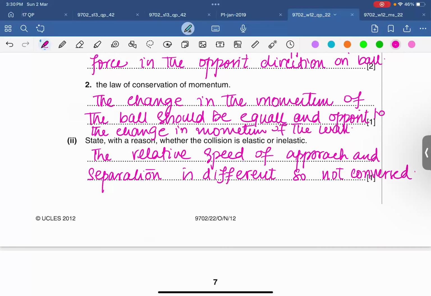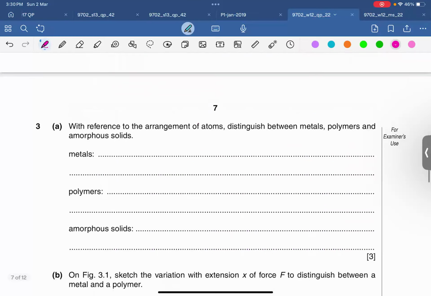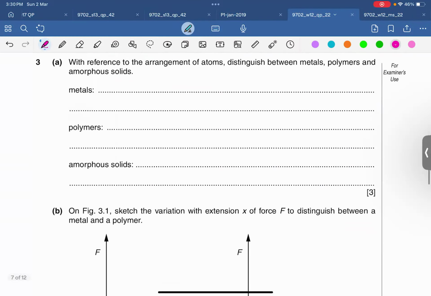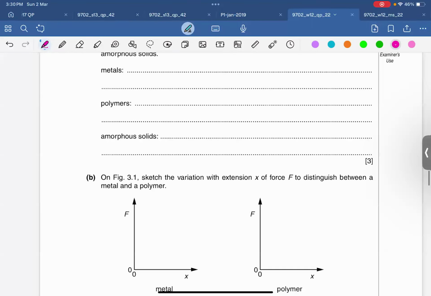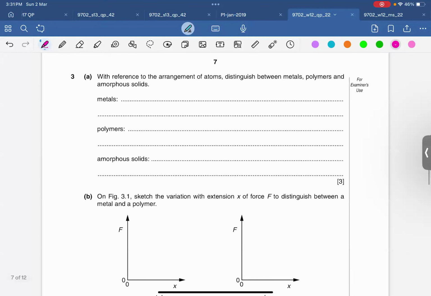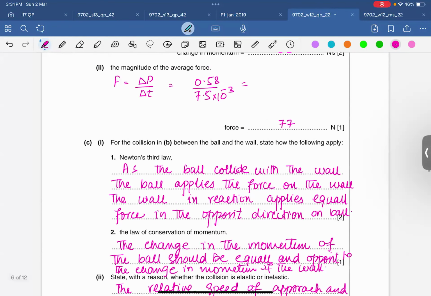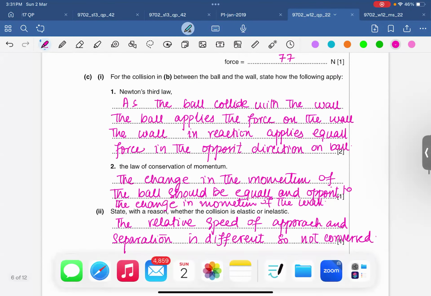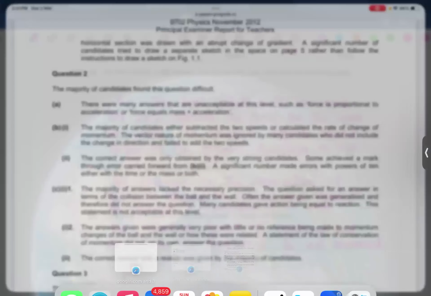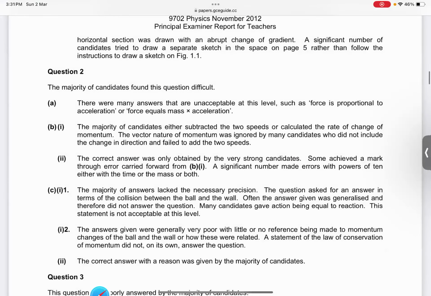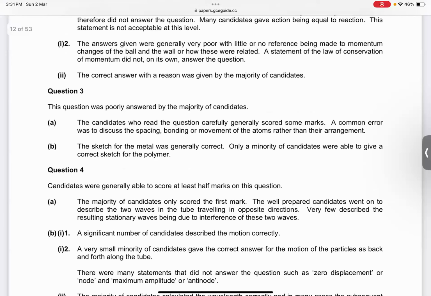Any problem, guys? Okay, let's move on. By the way, this type of thing, the nature of the solids, the third question is basically part of that. Wait, we didn't see the examiner report for part C, because for every writing or explanation question I always consider the examiner report. Let's see what they are saying.